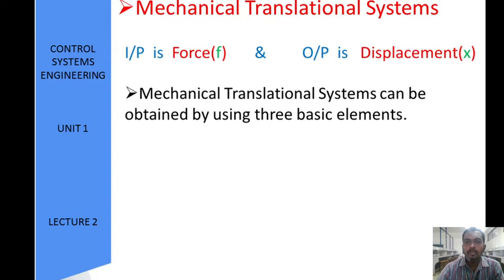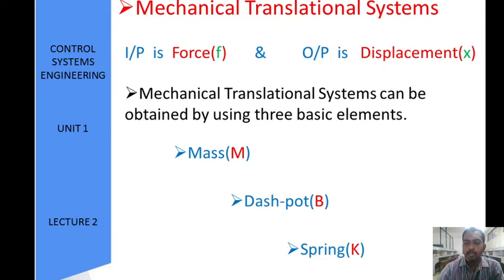Here the input to the mechanical translation system is a force and the output is a displacement. That means we are applying some force to the mass or body, and that force will move the given mass or body to some extent, that is the displacement. Mechanical translation can be obtained by using three basic elements: mass, dashpot and spring.